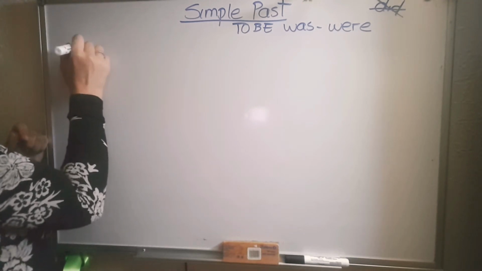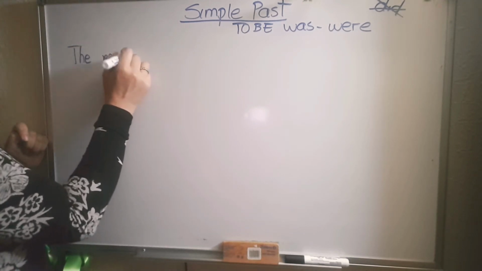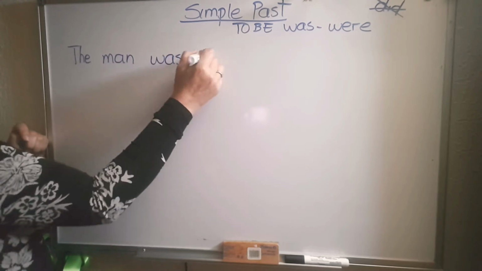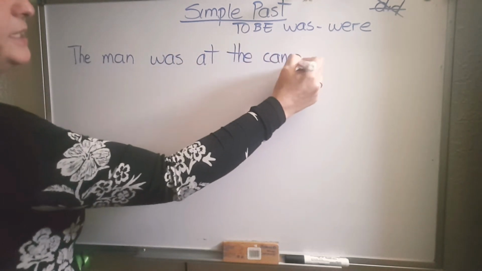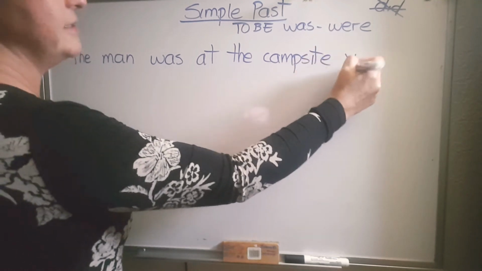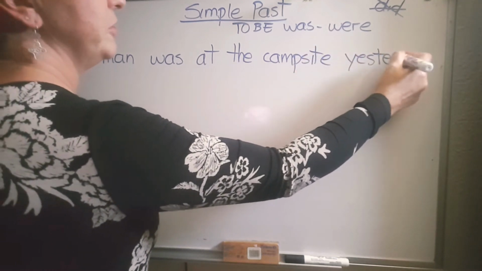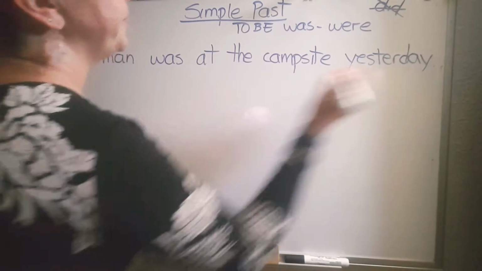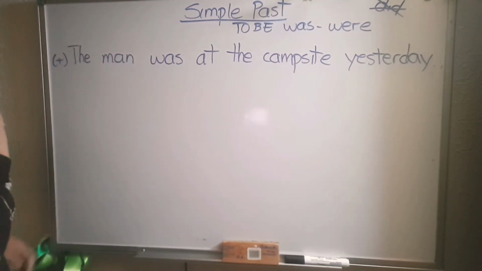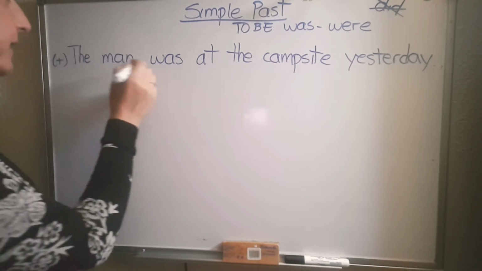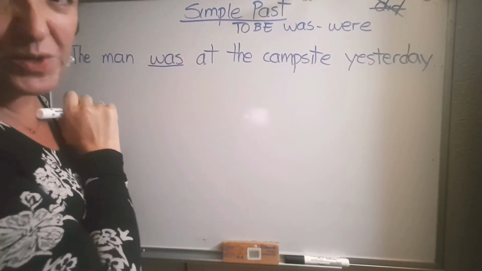It says here, the man was at the campsite yesterday. We use the expression of time yesterday at the end. So we have here, the man was at the campsite yesterday. Here is the verb to be, singular.